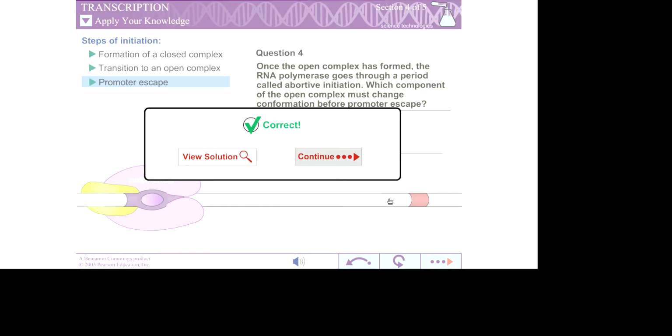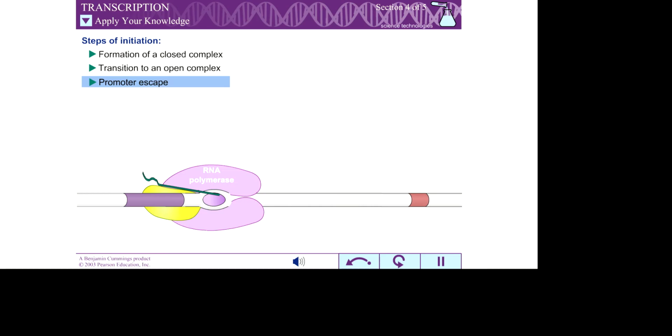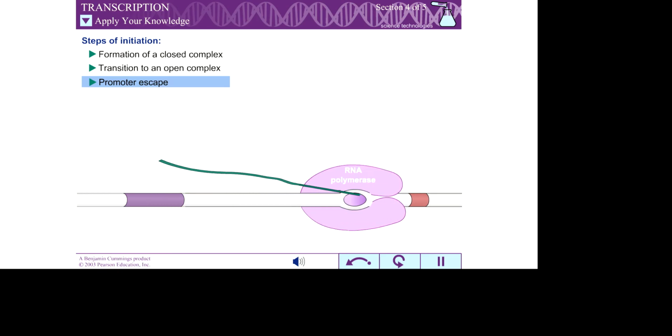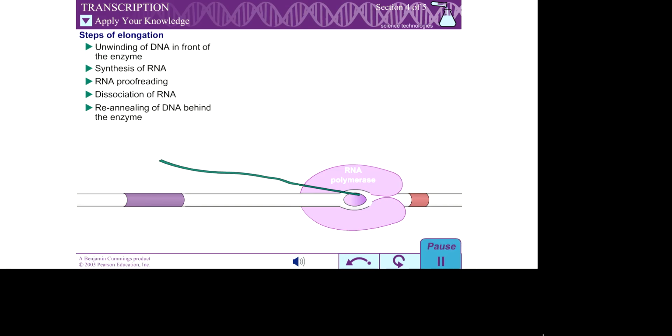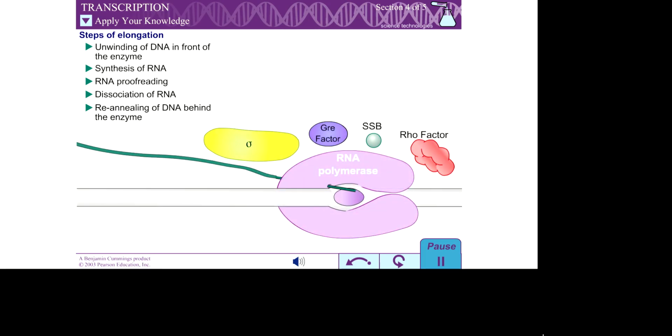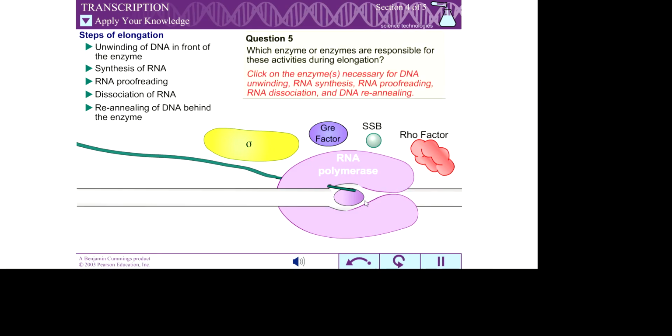Correct. Elongation. Help this bacterial cell form a functional RNA transcript. Question 5. Which enzyme or enzymes are responsible for these activities during elongation?